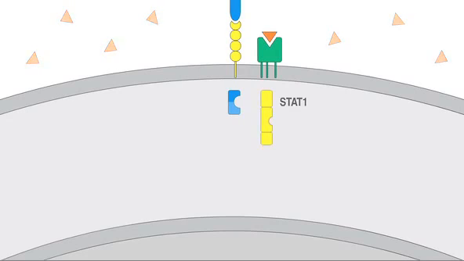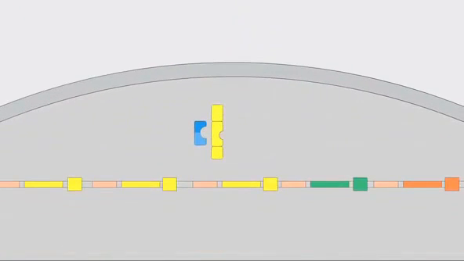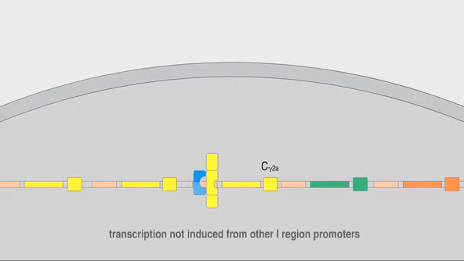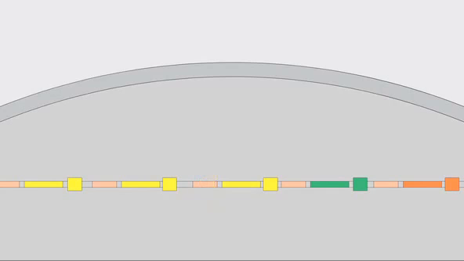B cell. These transcription factors cooperate to selectively induce the transcription of the I region promoter upstream of the C gamma 2A constant region. However, they do not induce transcription from other I region promoters, such as C epsilon or C alpha. The different transcription factors activated by the cytokines determine the specificity of I region activation. In this case, activation of STAT1 by interferon gamma leads to the activation of the I promoter region for C gamma 2A.